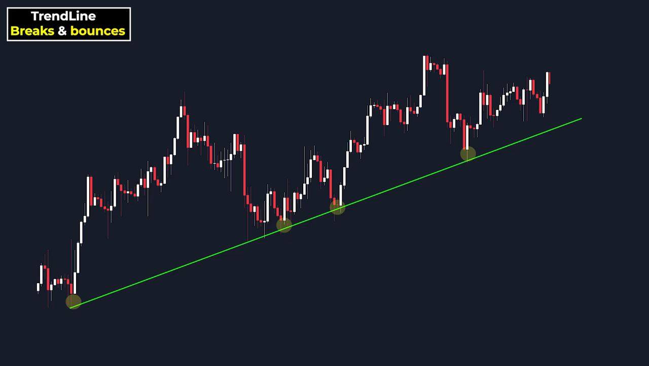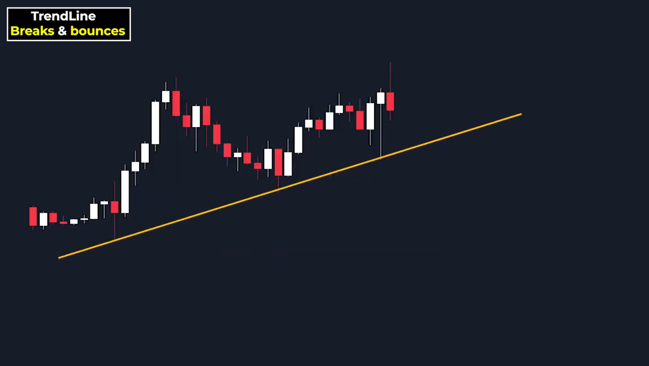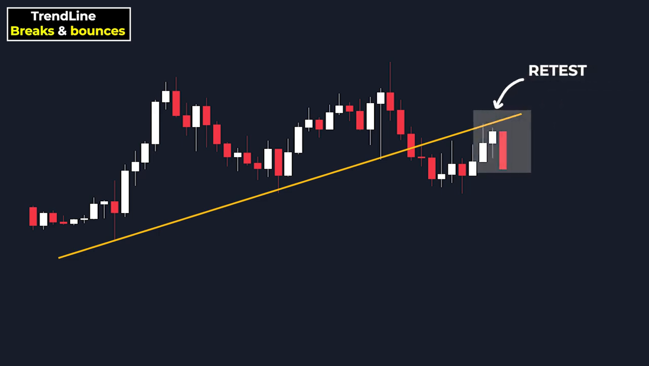the uptrend may continue. A trend line break happens when the price falls below the trend line and closes under it. This shows that buyers are losing strength and the market may be reversing or entering a downtrend. Some traders wait for a retest, where price comes back to touch the broken trend line from below before confirming a sell entry.